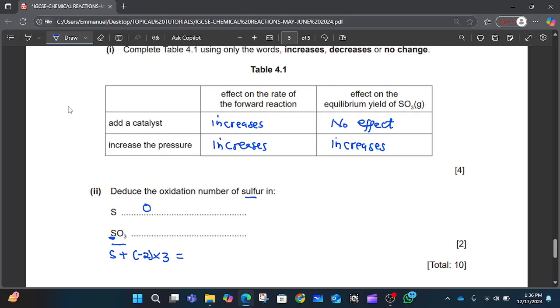It must be equal to the charge on the SO3. And looking at SO3, there is no charge on it. So it means that we equate this to 0. So sulfur minus 6 is equal to 0. So if we move the minus 6 across the equal to sign, it means that sulfur is going to be plus 6 in SO3.